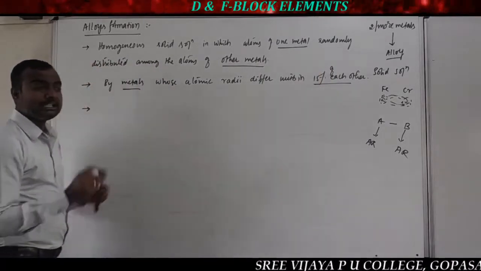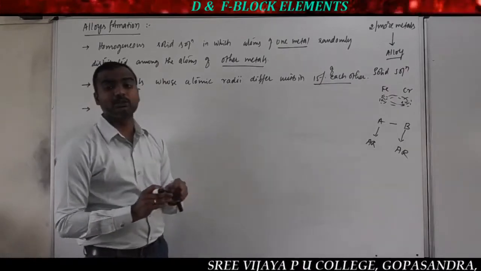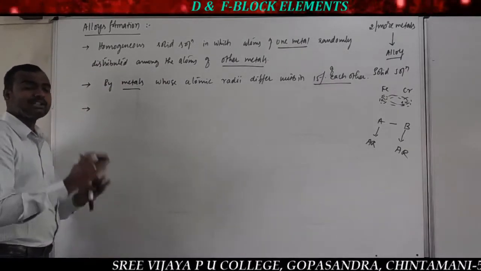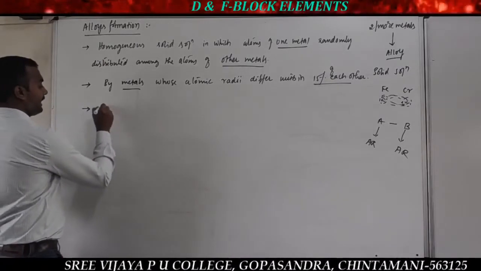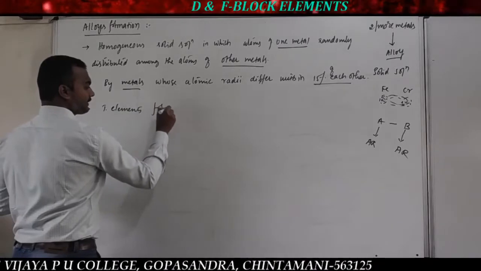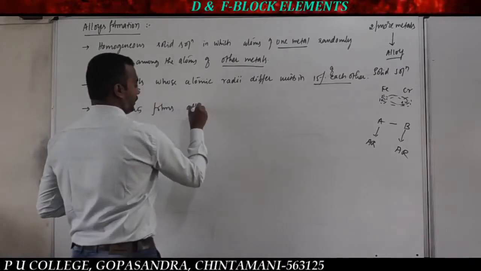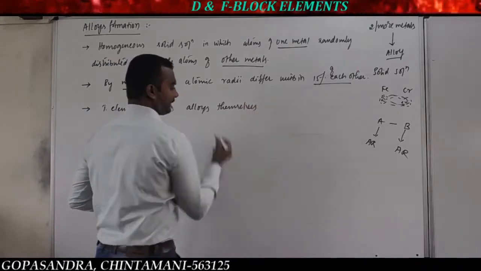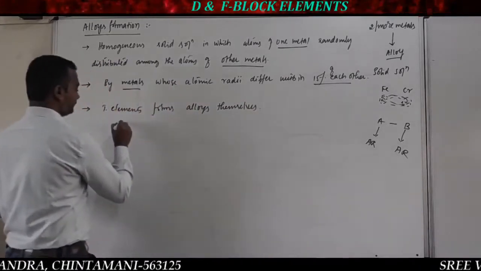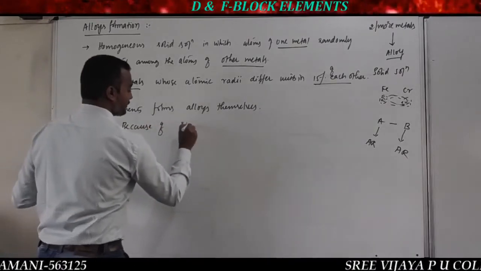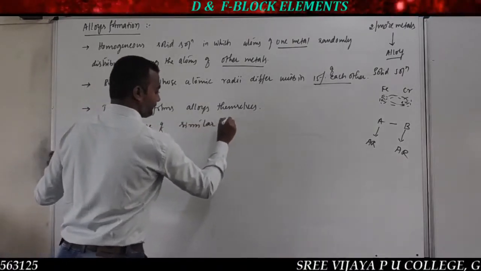Again, one more question: transition elements form alloys. They give this as give reasons. Transition elements form alloys themselves. Give reason. Because transition elements form alloys themselves because of similar atomic radii.